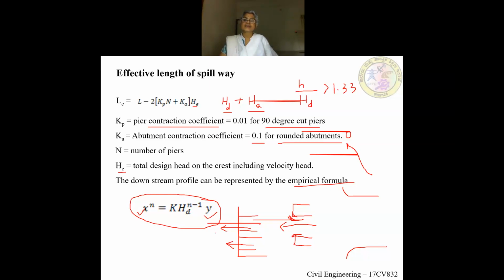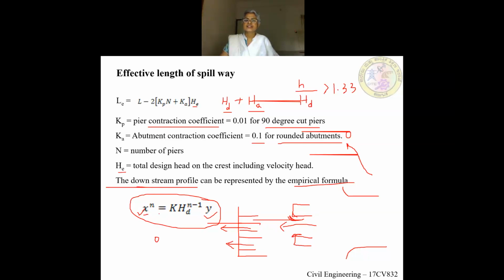We'll take a numerical example for the design of the profile of the Ogee spillway. Then you will understand better how to use this formula. For different values of x, substitute different values of x, say from 0 down. This is for the downstream profile. This you have to remember.